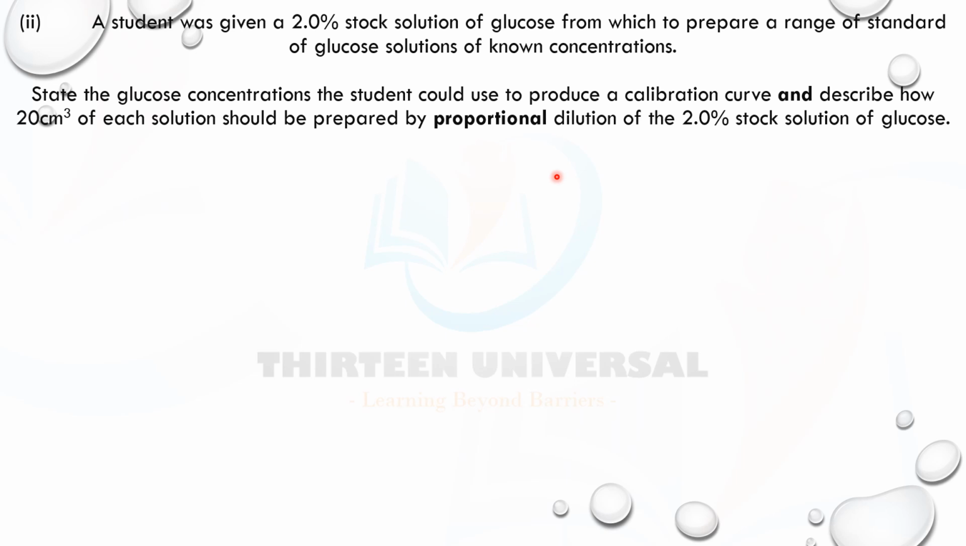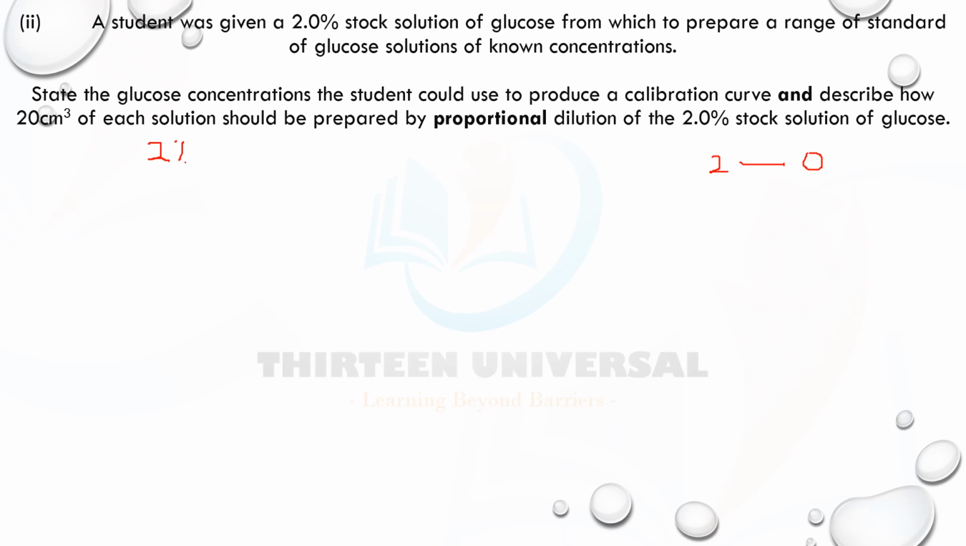All right, so the first question says you should state the glucose concentrations the student could use to produce a calibration curve. Now pause the video and try to state it. From 2%, guys, which other concentration can you form? Remember, the principle is that you must find concentrations between 2 and 0, and they must be 4 extra added to 2.